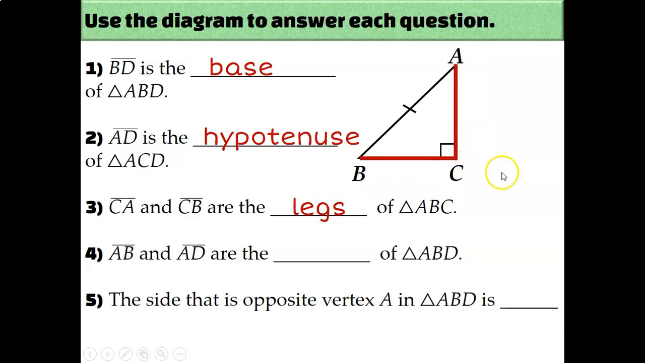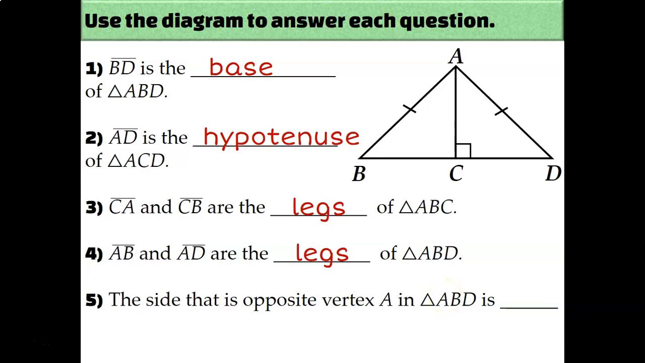And last but not least, which side is opposite from vertex A in triangle ABD? Well, again, I'm just going to focus on the big triangle, and the side opposite from angle A would be side BD, which, as we said earlier, is also called the base.